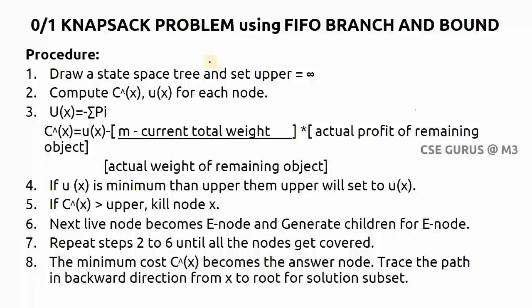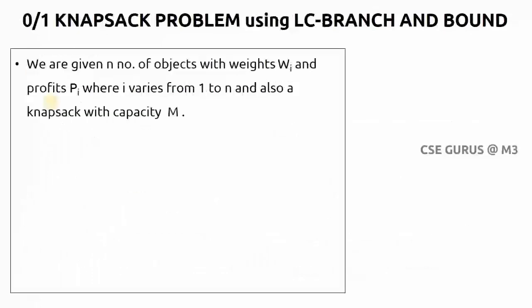Now we'll see the problem of 0/1 knapsack by using the FIFO branch and bound method. So first of all we'll see what this 0/1 knapsack problem is. Of course, we are given n objects with weights and profits, where i varies from 1 to n, and also a knapsack with capacity m.